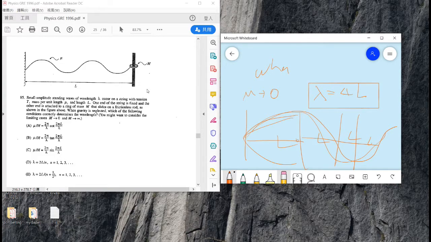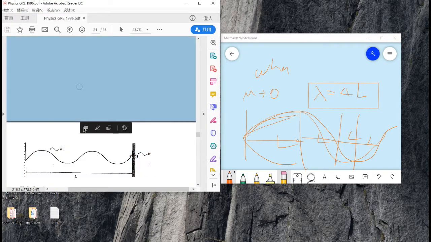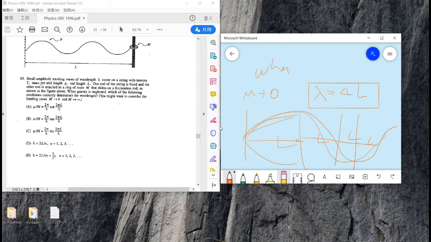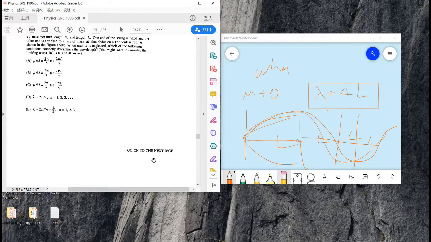So which one has this answer? The answer is B, right? Because when this is infinity, then the tangent can take pi over 2, and then you will get this one. So the answer is B. B is the only answer.